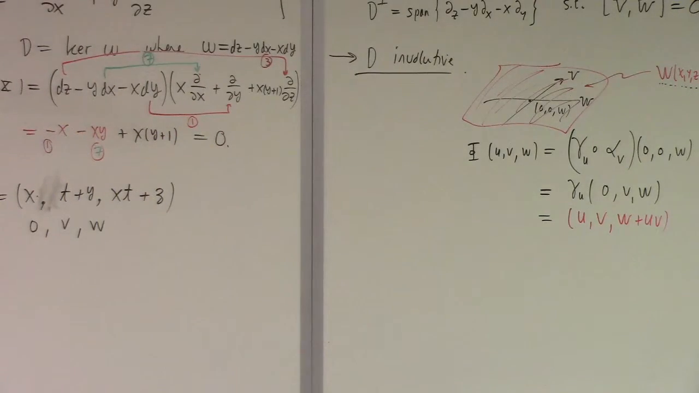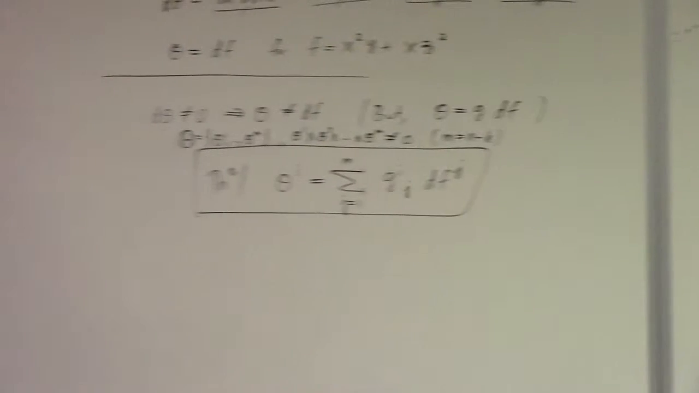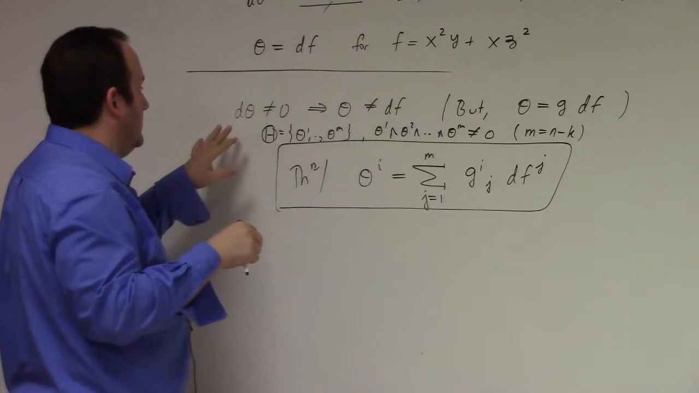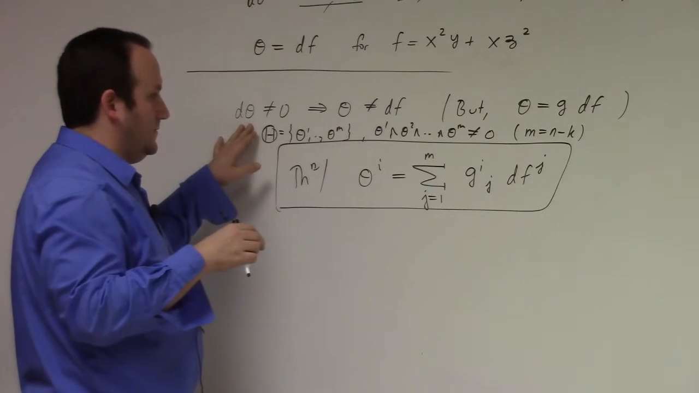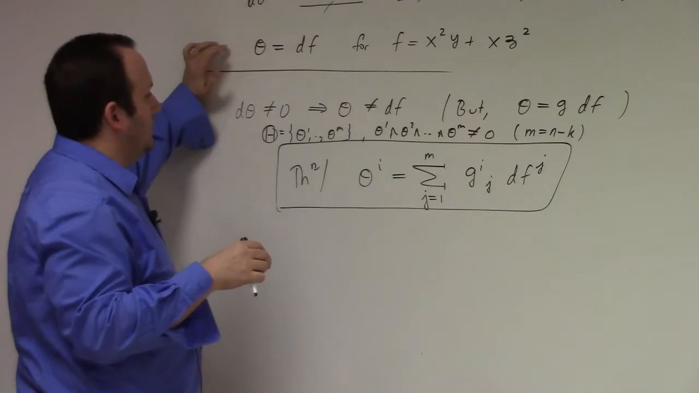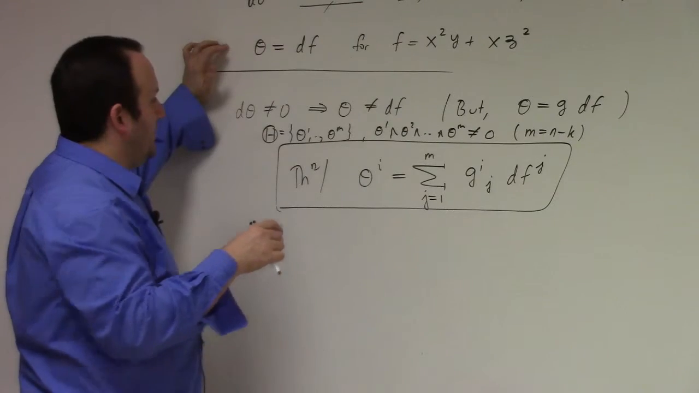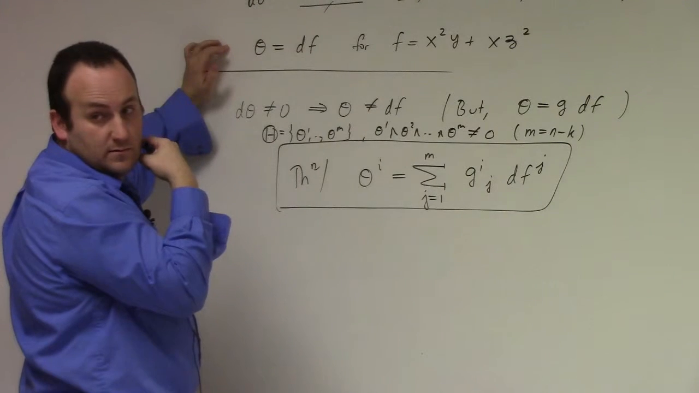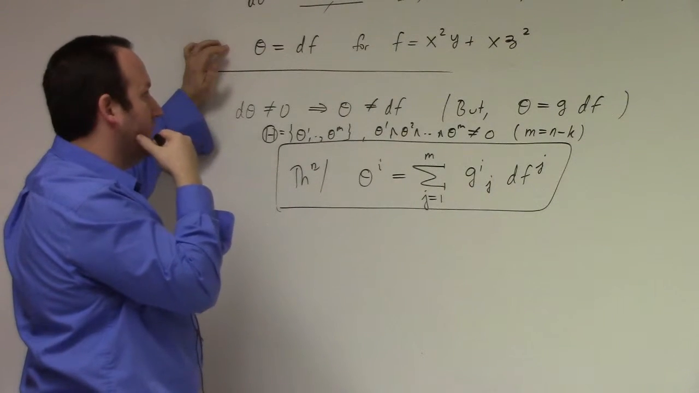Wait, so can you explain, right before the line you said theta is equal to df, but then you wrote if d theta is not equal to 0, then theta is not equal to df. What do you mean by that? All right. Well, up there you said theta is equal to df, so theta is exact. And right, if d theta is not equal to 0, then theta is not equal to df. Right, because if theta was equal to df, then d theta would be 0, because it would be d squared. Oh, okay. Oh, so you're just saying, right.